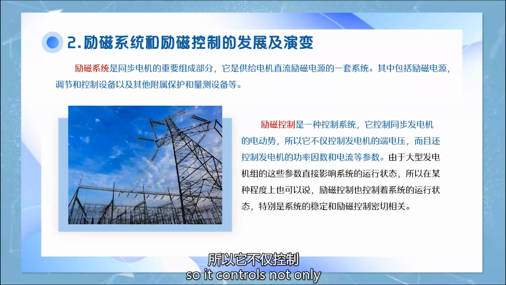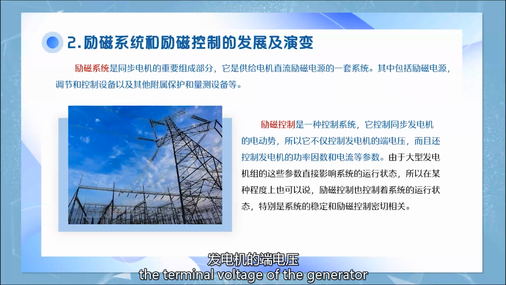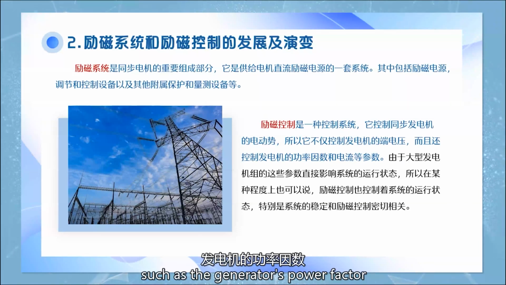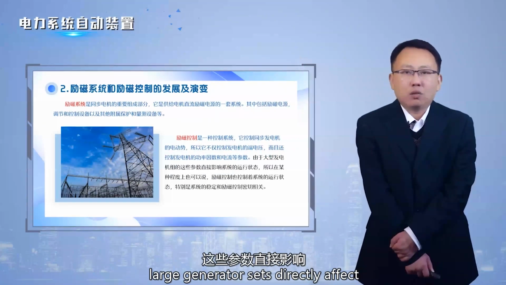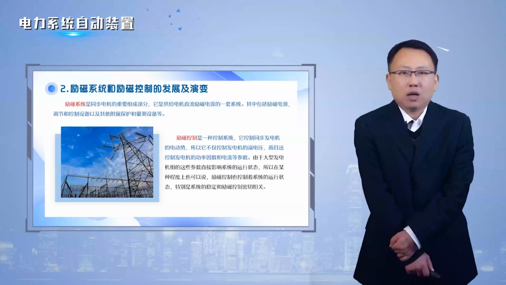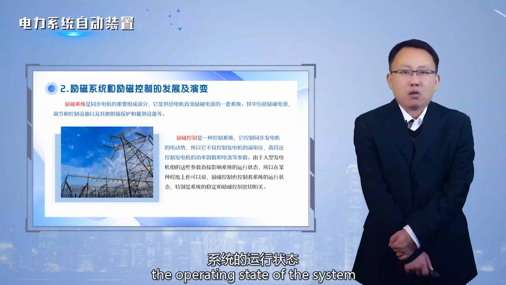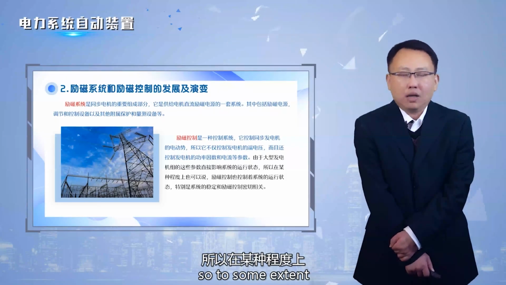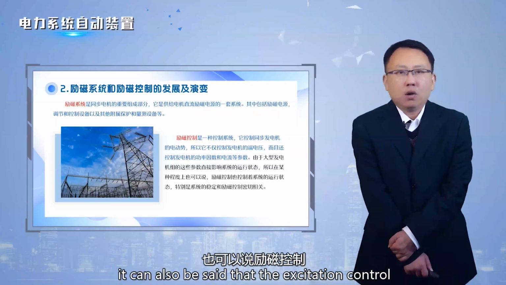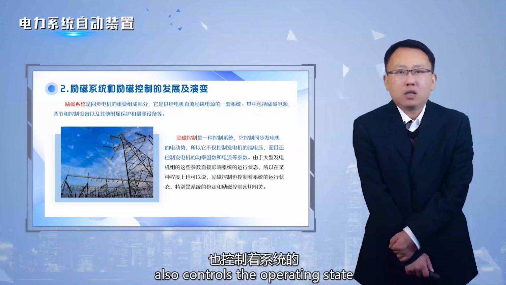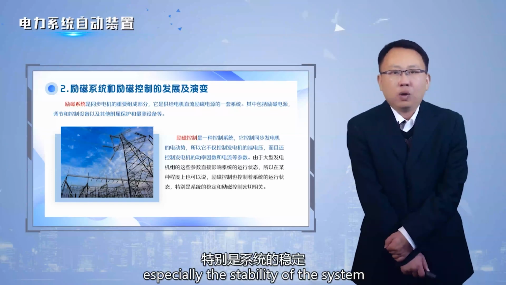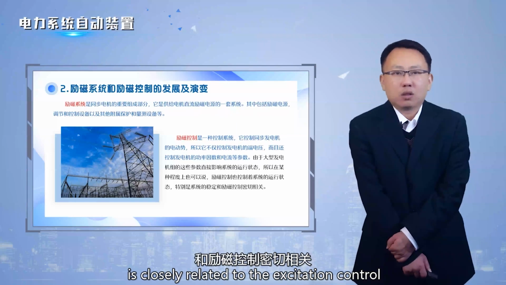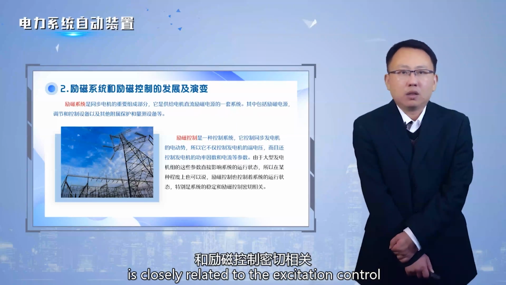So it controls not only the terminal voltage of the generator, but also parameters such as the generator's power factor and current. Because these parameters of large generator sets directly affect the operating state of the system, to some extent, it can also be said that the excitation control also controls the operating state of the system. Especially the stability of the system is closely related to the excitation control.